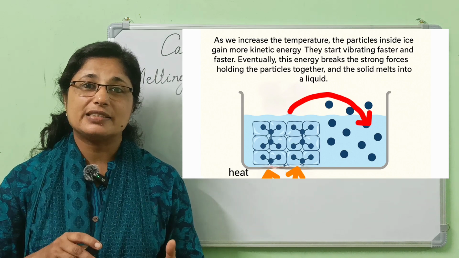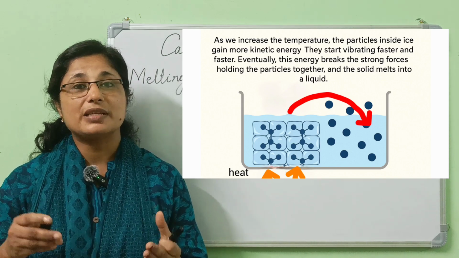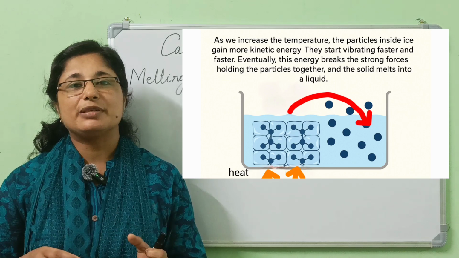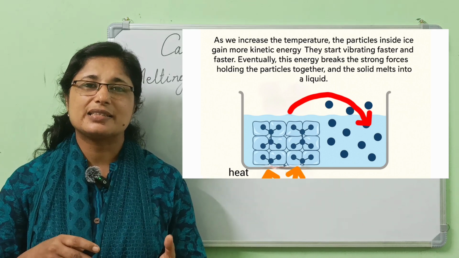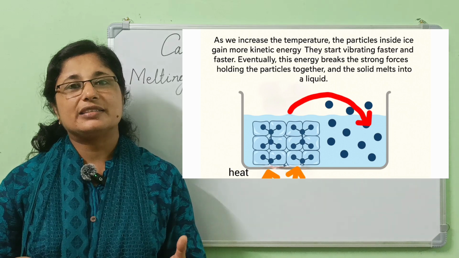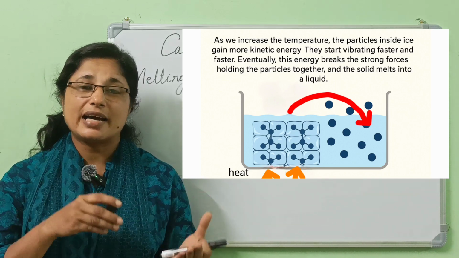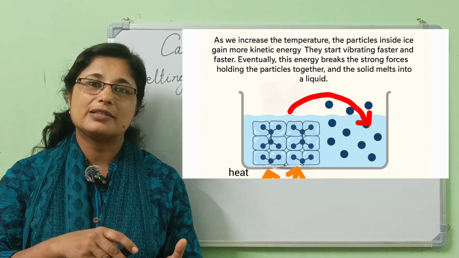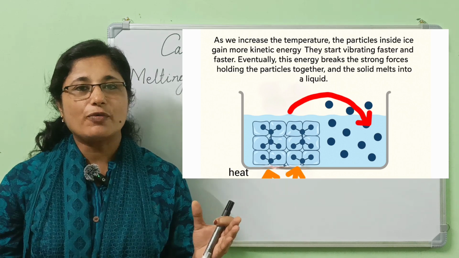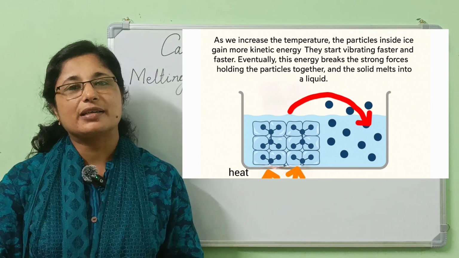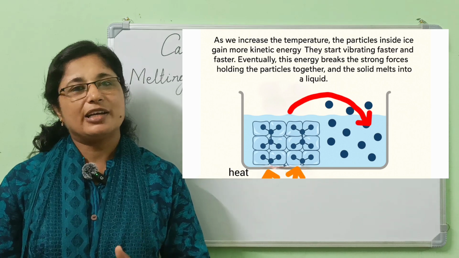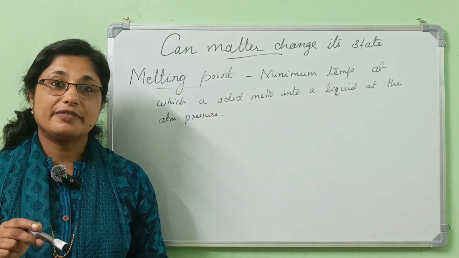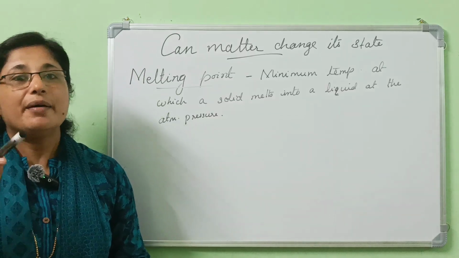This energy supplied by the heat overcomes the strong force of attraction between the particles and they leave their fixed position. That means this higher kinetic energy helps the particles to break the strong forces holding them together, and the solid melts into a liquid. The temperature at which this happens is called the melting point.